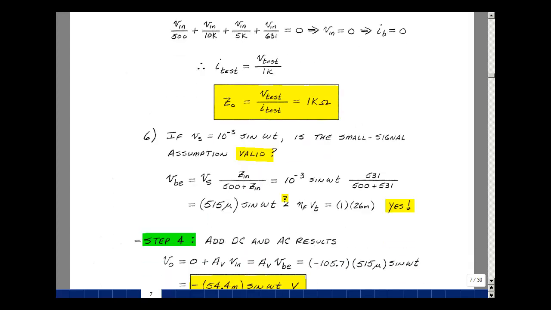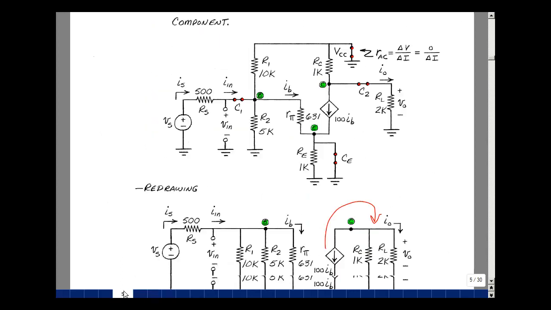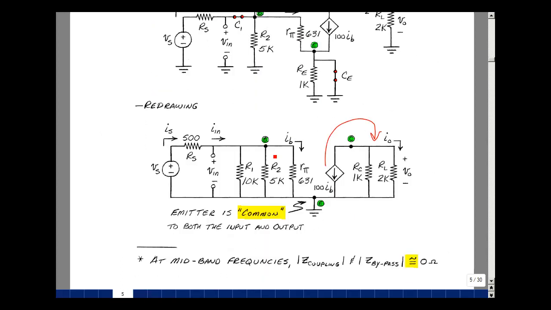And lastly, is our assumption about small signal valid? We were applying a 1 millivolt sine wave. We have to test the base emitter voltage. Let's go back to page 5 on the bottom. And the base emitter voltage is also Vin. The voltage here is going to be a voltage divider with R sub S and V sub S. Voltage here will be this resistance, which we actually called Zin, divided by 500 plus that times V sub S.